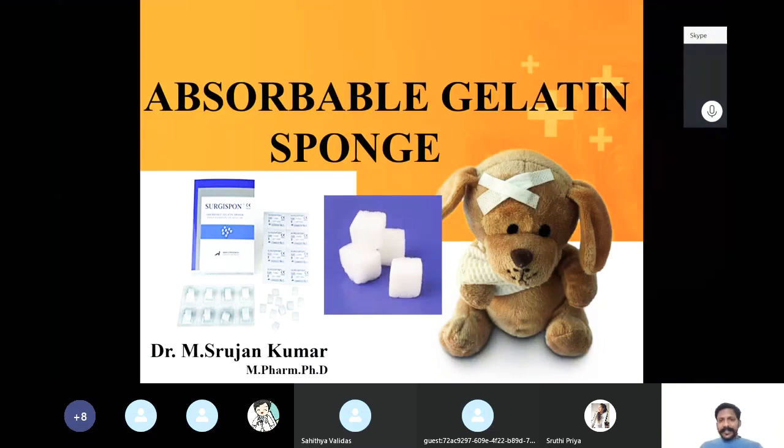Today's topic is absorbable gelatin sponge. We'll go on to the topic directly. Actually, this topic comes under your surgical dressings. Let's go on to the topic.